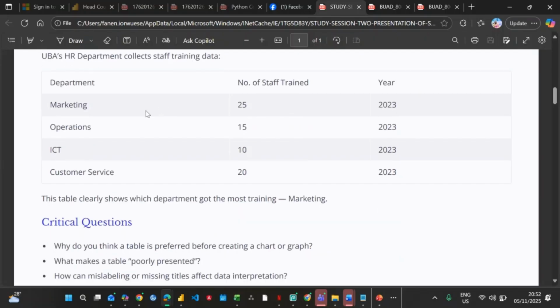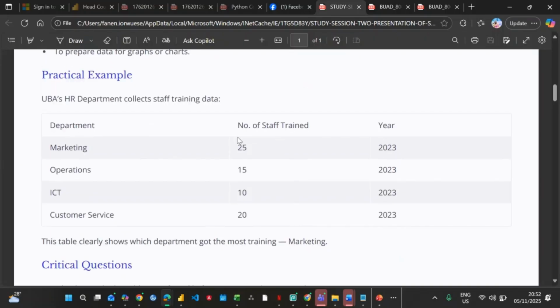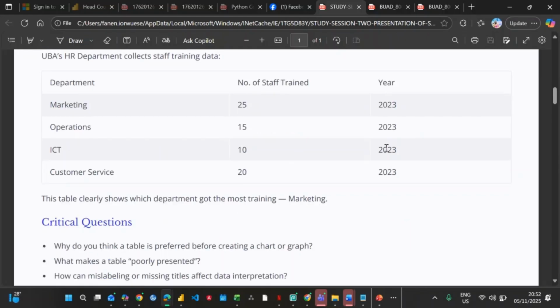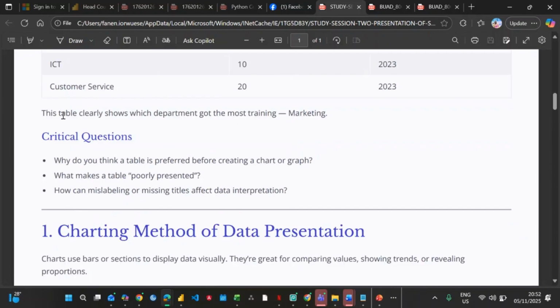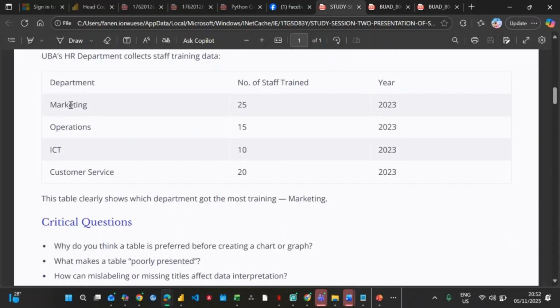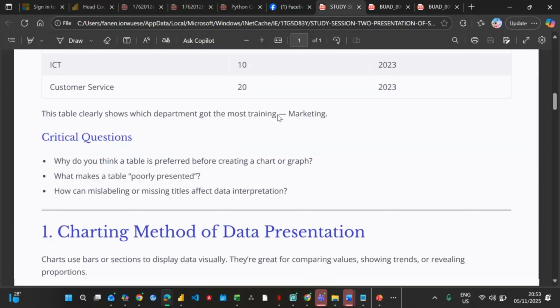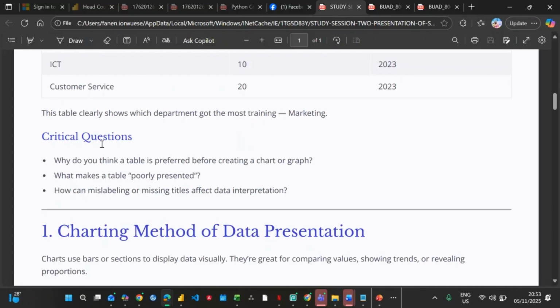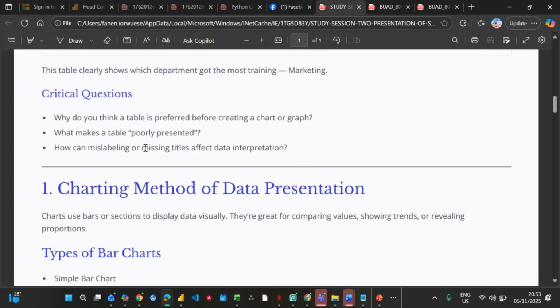Just like another practical example, the UBS HR department collects staff training data. In this table, you can have the department as a column, the number of staff trained as a column, and the year. The marketing department trained about 250 people, operation trained about 115 people, ICT trained 10 people, and customer service trained 20 people. This is the year 2013. So this table clearly shows which department got the most training, which is marketing, with 250 staff that attended the training.